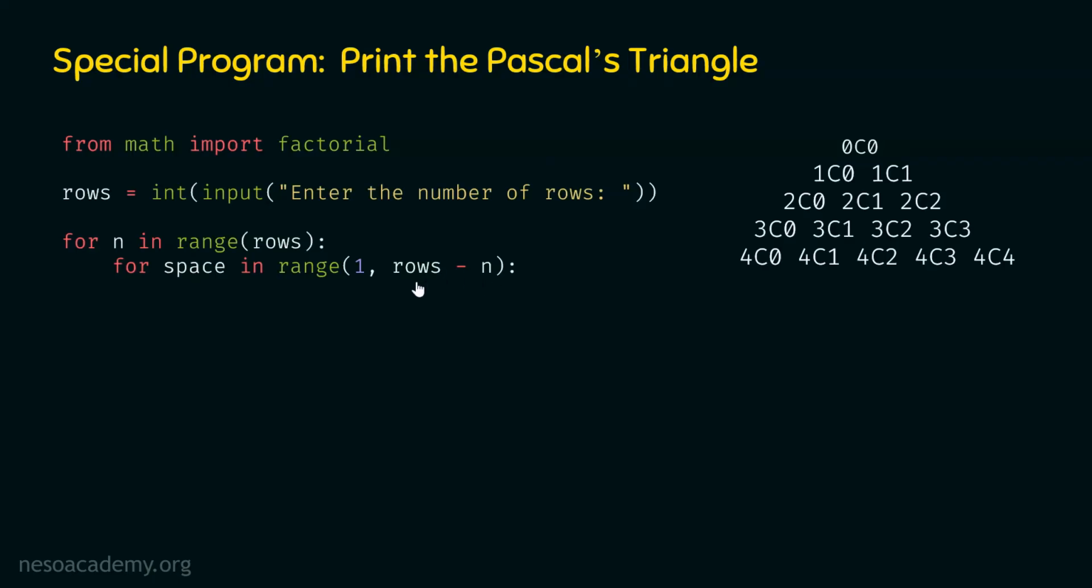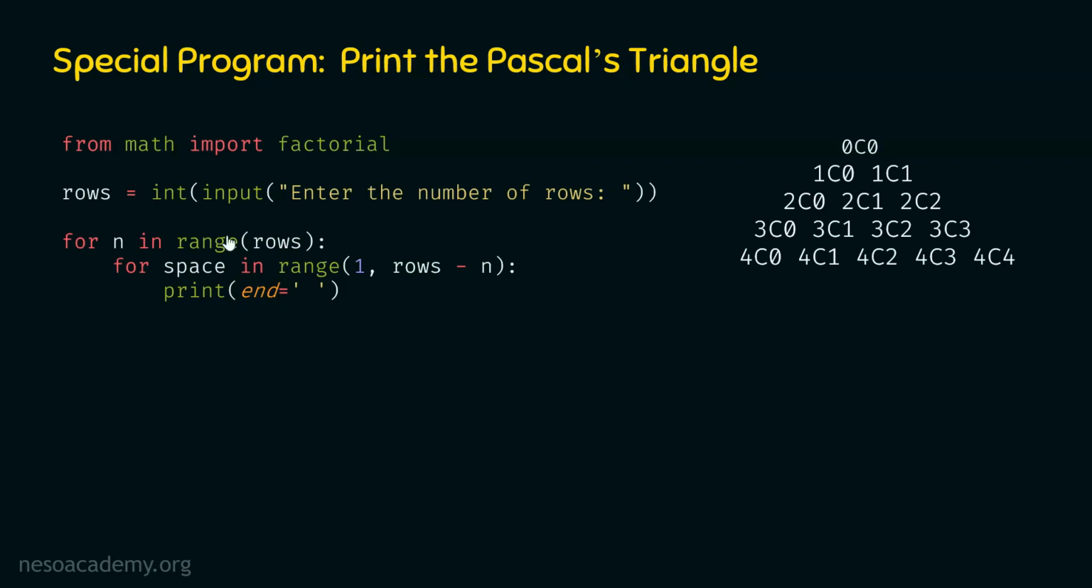We know that rows is 5, so we'll get 5 here. From this range function, we will get 1, 2, 3 and 4. This means that this for loop will run 4 times, and that's what we want. Within this for statement, we need this print statement to print white spaces on the screen.